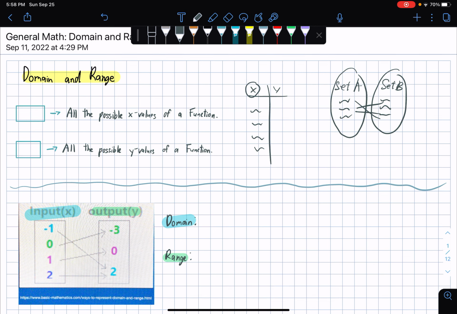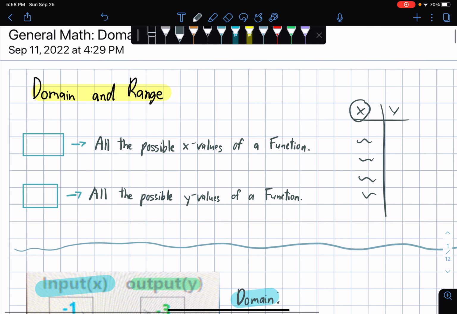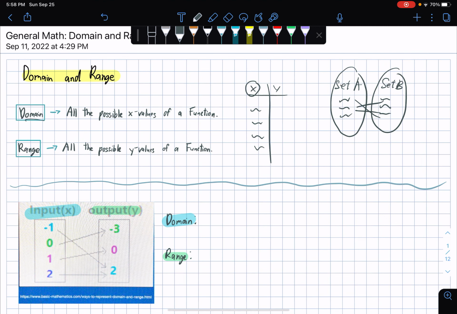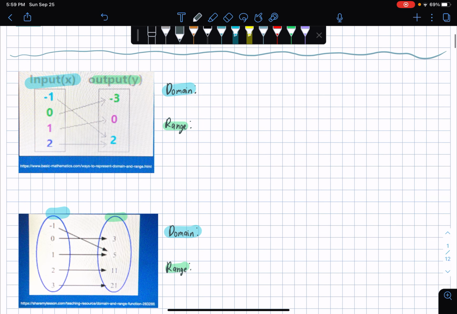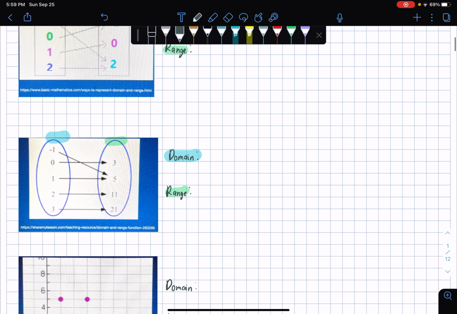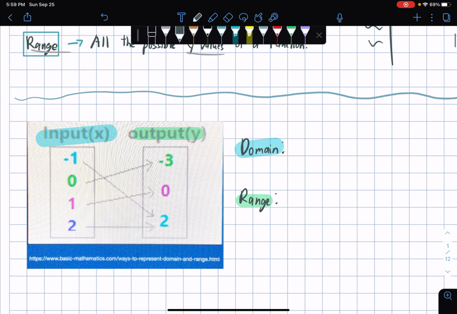Based on the previous video that I've made, domain refers to all the x values of a function, while range refers to the y values. So now that we know that domain refers to the x values, range would altogether refer to the y values. And so yeah, we have a few examples to cover. So let's start with this one.